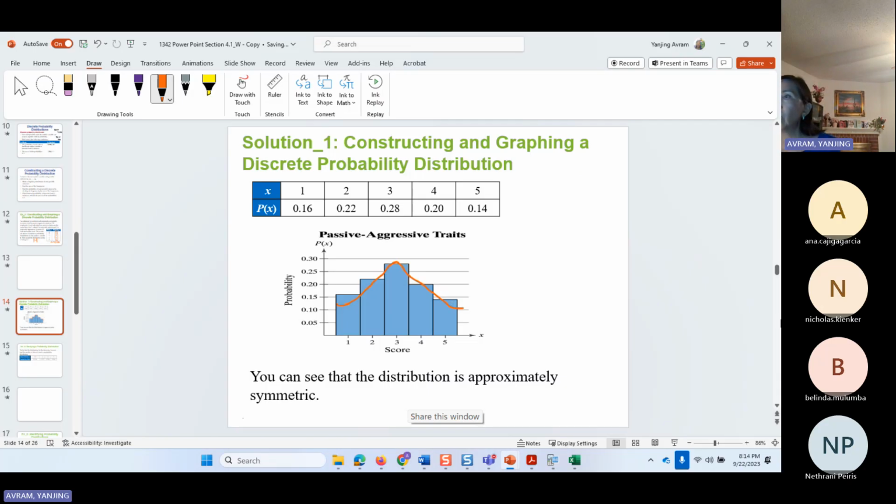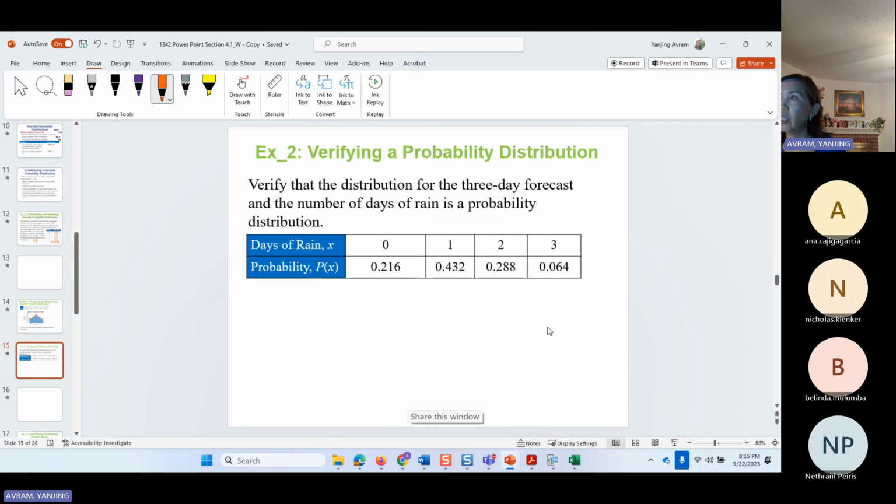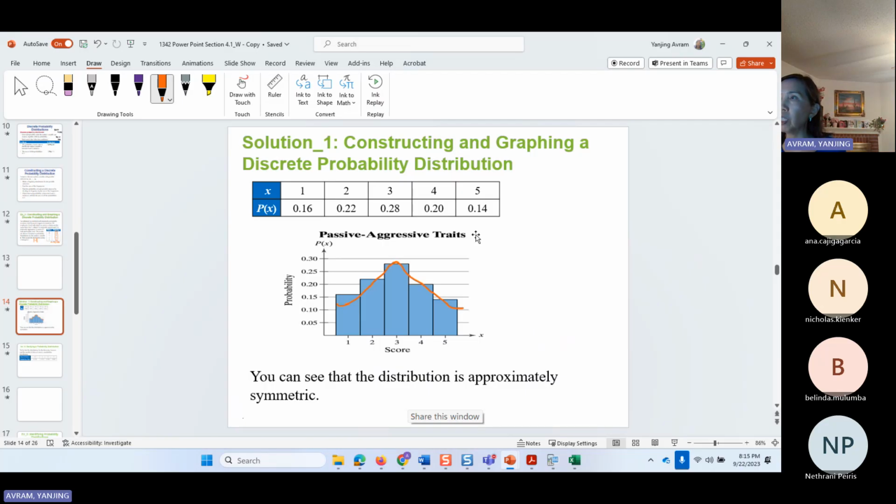All right, so we can see this is roughly, or approximately, symmetric. Okay, not perfect, but it's close enough that we can say it's approximately symmetric. All right, so that is how you construct this probability distribution.